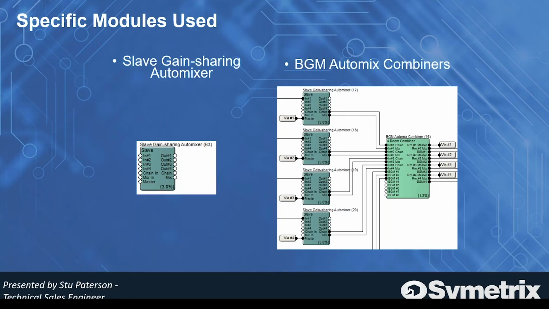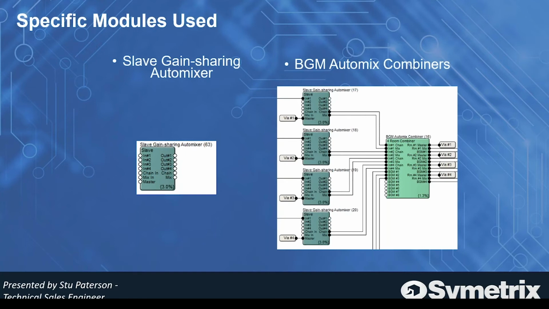Now, these slave gain sharing auto mixers are separated, but we have them in a chain, as you can see. Each of the BGM Automix Combiner inputs has a chain input, a mix input, and down below the BGM area. That's ultimately how we combine all these signals.